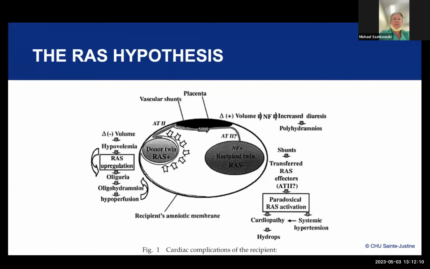Both ventricles are affected, leading to cardiomegaly, ventricular hypertrophy, and atrioventricular valve regurgitation when myocardial function fails. Diastolic dysfunction precedes the systolic dysfunction, with the right ventricle involved at an earlier age than the left ventricle. We will see later that right ventricular outflow tract obstruction and pulmonary stenosis may be observed in the recipient. Interestingly, the donor twin is rarely affected by significant hemodynamic impairment.